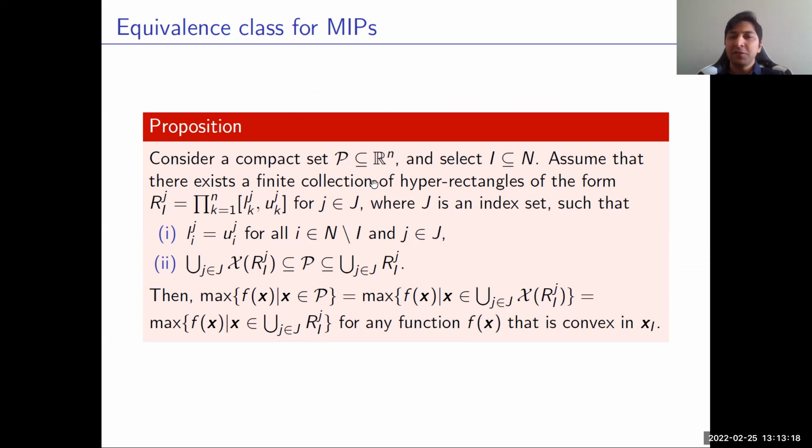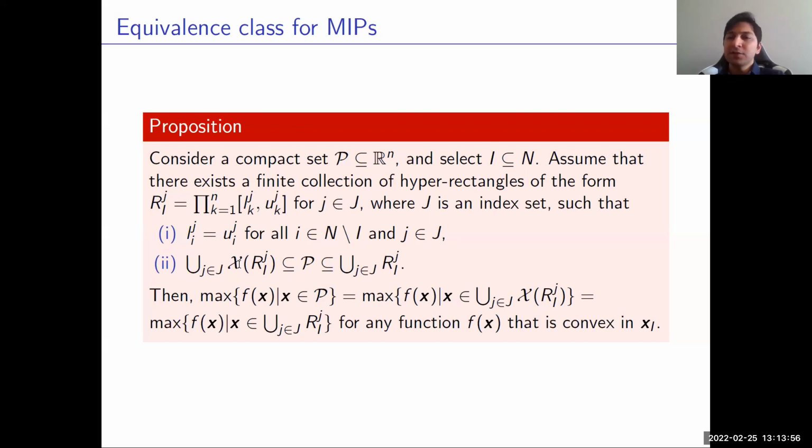So in particular, there exists a finite collection of hyperrectangles such that the coordinate, again, is fixed for i not in I, and the set P is contained in the union of hyperrectangles, but it contains the extreme points of these hyperrectangles. Then for function f(x) that is convex in x_I, we have that max of f(x) over the extreme points of these hyperrectangles is equal to max of f(x) over the union of hyperrectangles, which is equal to max of f(x) over any set P that is enveloped between these hyperrectangles and their extreme points.